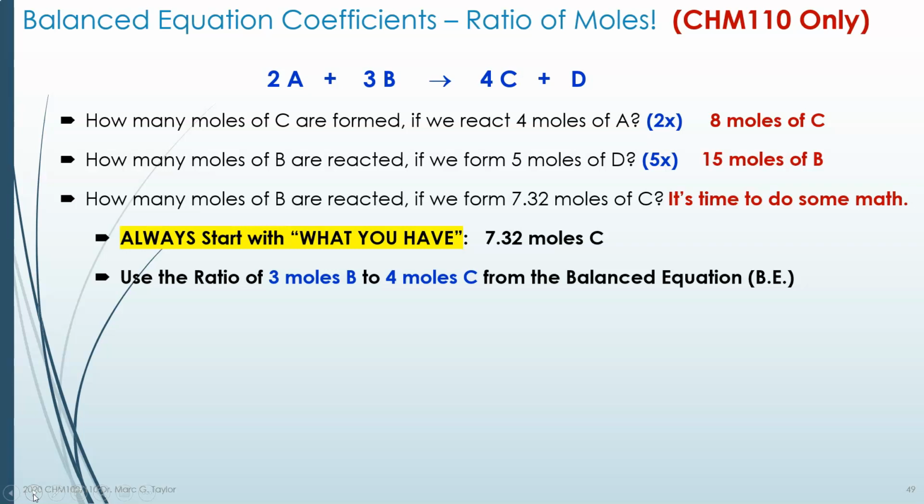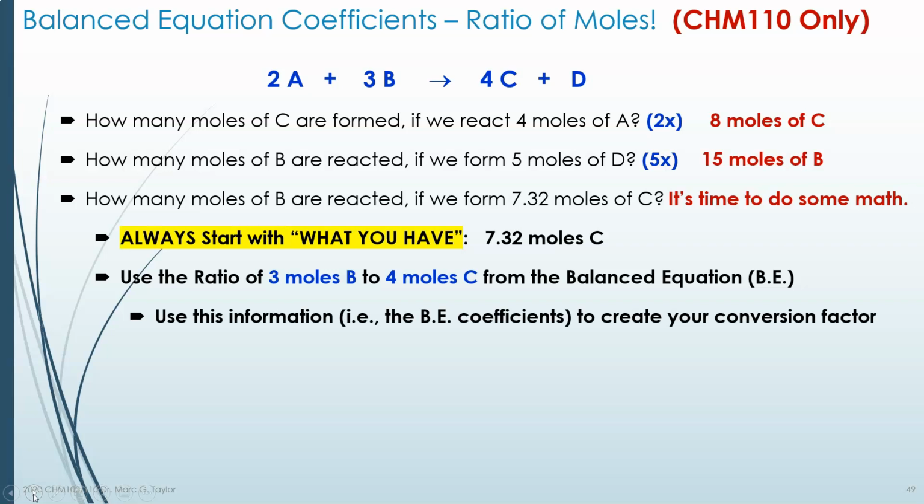And we use the fact that we know from the balanced equation that we will use 3 moles of B for every 4 moles of C produced. It's a 3 moles of B to 4 moles of C ratio. And since we're converting moles of C to moles of B, we would use this information as our conversion factor. And that would be written like this.